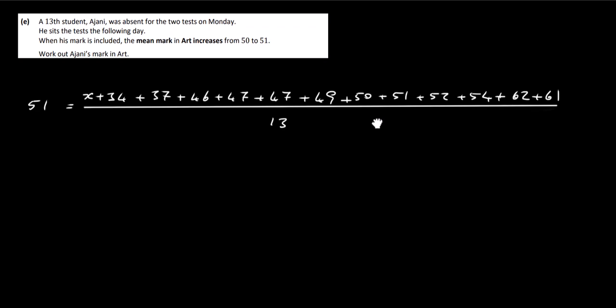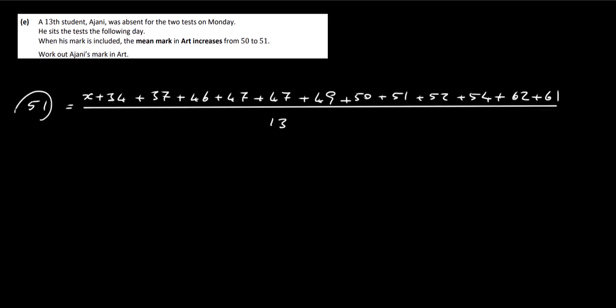Okay, so the last part then says that a 13th student, Ajani, was absent for the 2 tests on Monday. He sits the tests the following day. When his mark is included, the mean mark of art increases from 50 to 51. Work out Ajani's mark in art. So there's a couple of ways of doing this. I've just written it out here.